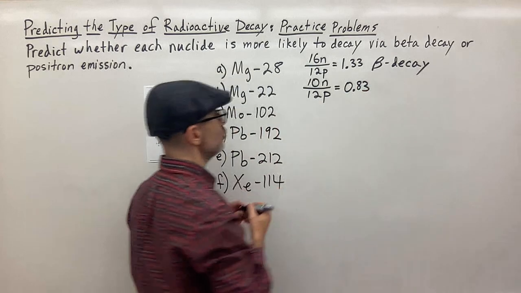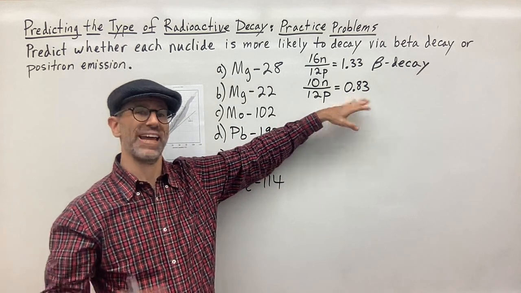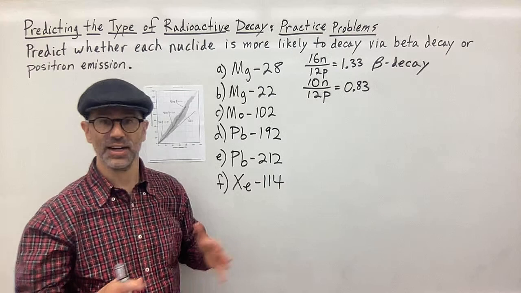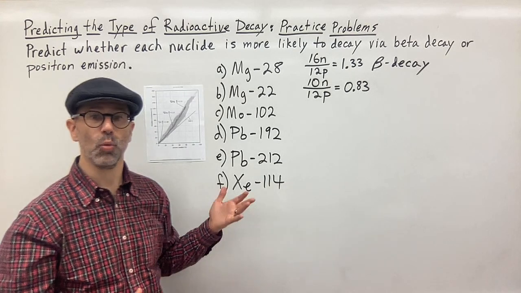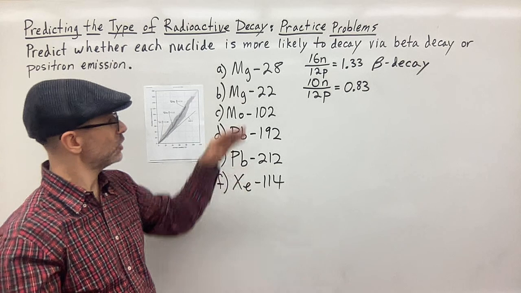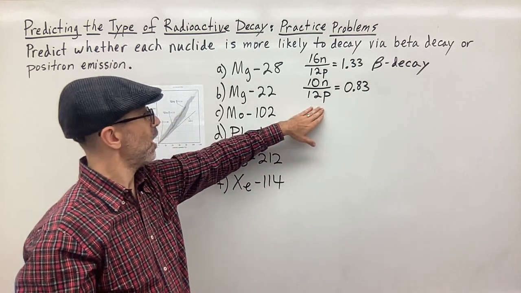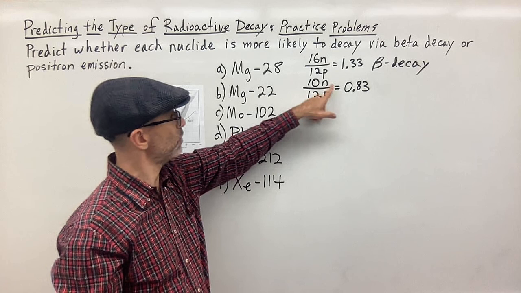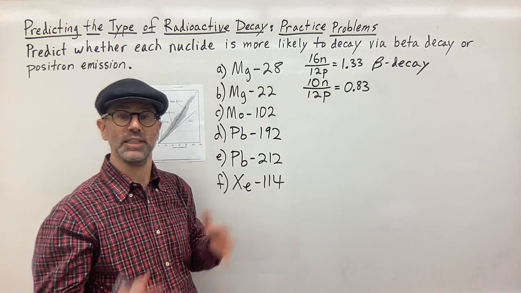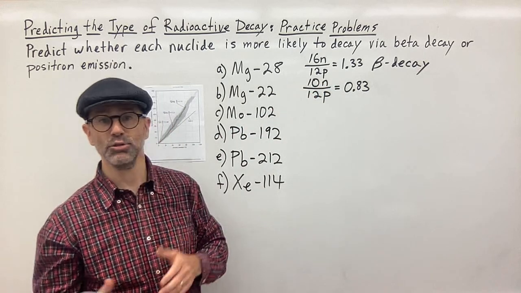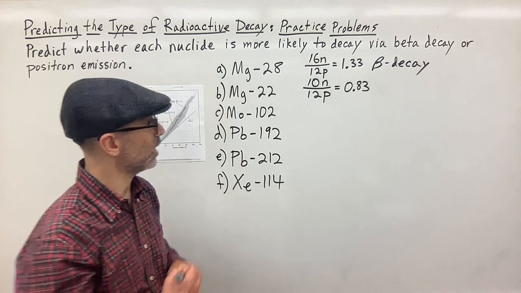0.83 now. So now, as we said before, the ratio for a stable isotope that's not going to undergo any decay is closer to 1. So it's a 1-to-1 ratio. So here our ratio is too small. And so this means that we have too many protons and not enough neutrons. So we need to decrease the protons and increase the neutrons, and that occurs through positron emission.